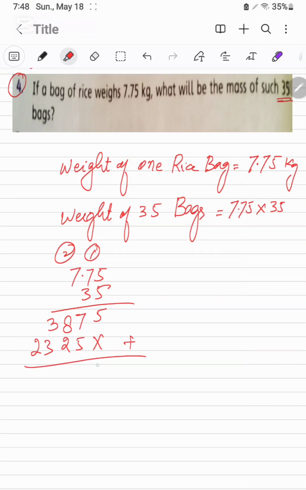Now we are going to add. 5 it will be 12. 1 carry here. It will be 1 and 1 here. It will be 7 and 2.